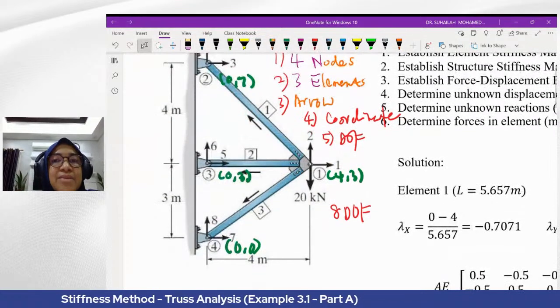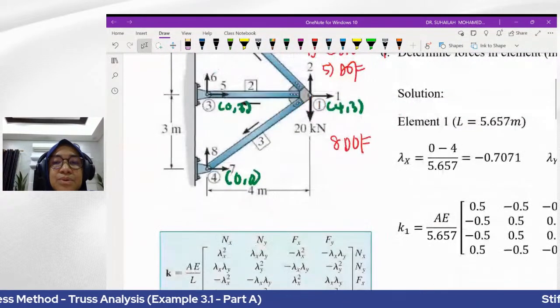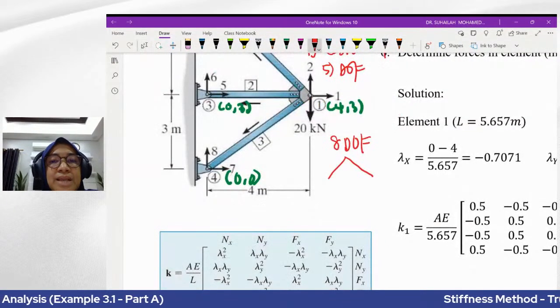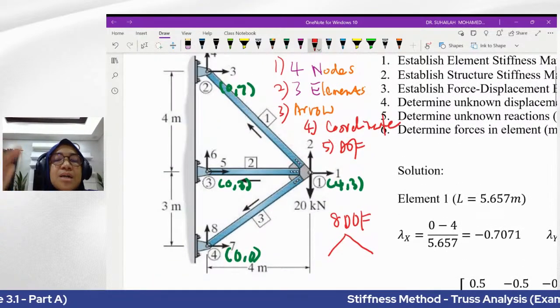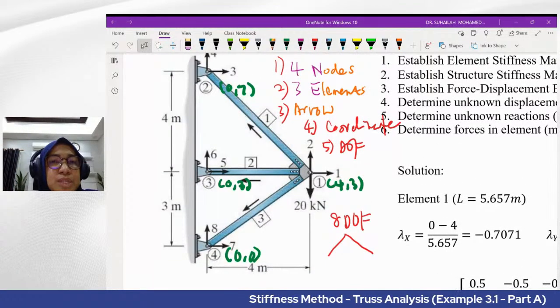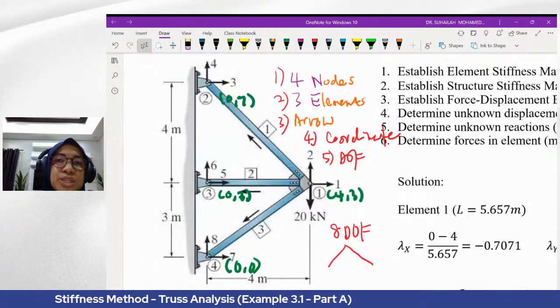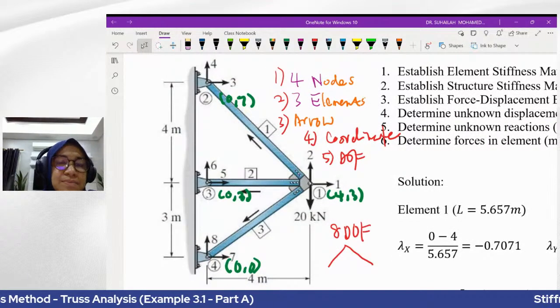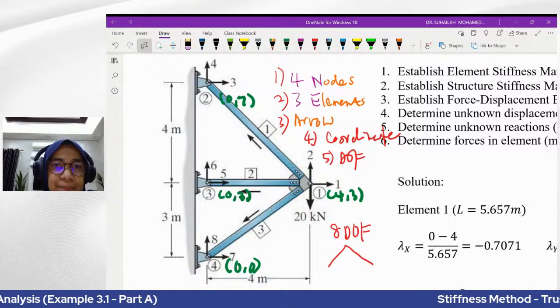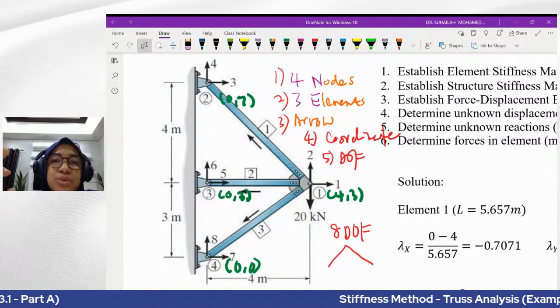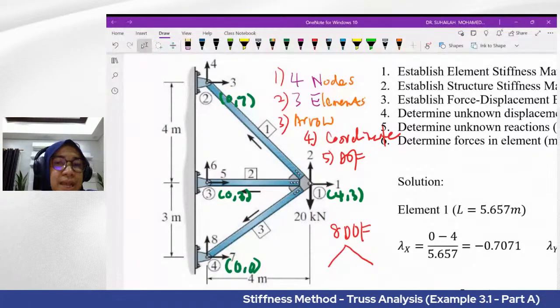This 8 degree of freedom represents 8 positions in the diagram, from position 1 until position 8.